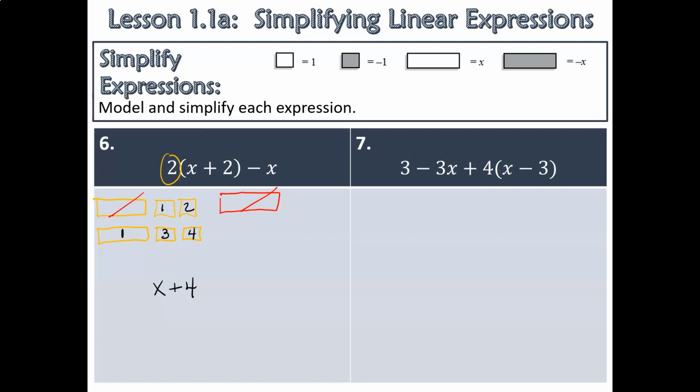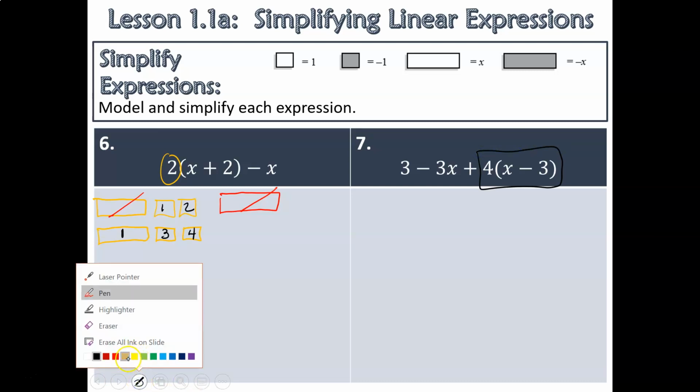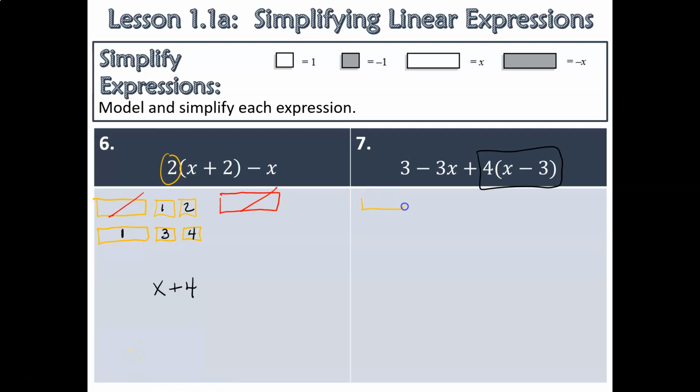All right. So let me model the next one. I'm going to start with this piece. Okay. So we have 4 sets of x minus 3. So here's my x. And here's my negative 3's. Okay? So I have 4 sets of those. So you're going to have to give me a time to model those. 4 sets of these.